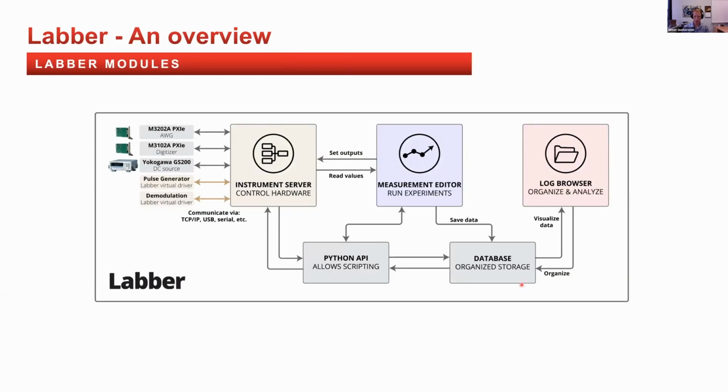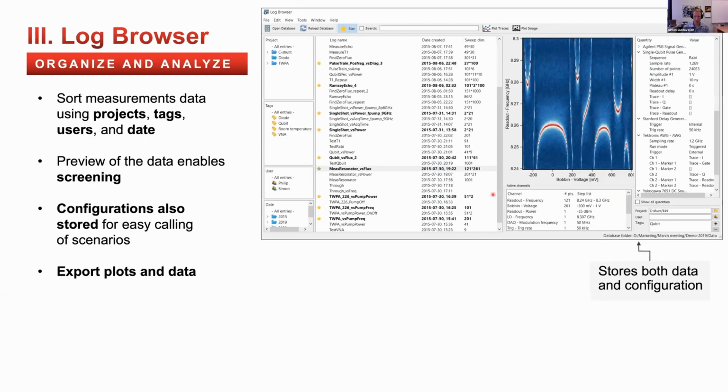Now, the last part of Labber is the log browser, which allows you to, after the measurement is done, go back and look at data. So it talks to a database where we have the storage of all the experiments. This screen here shows what the log browser looks like. You have on the left a bunch of experiments that have been measured in the lab, and on the right you see a quick preview of what measurement was taken. So it contains all the measurement settings as well as a quick image of what was measured.